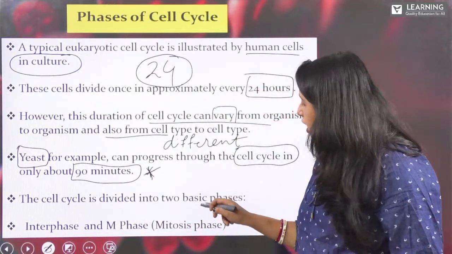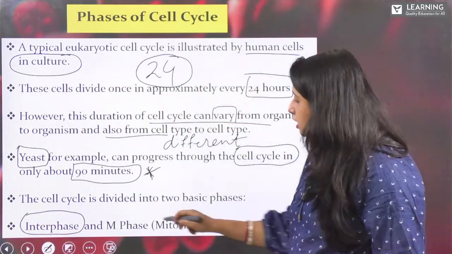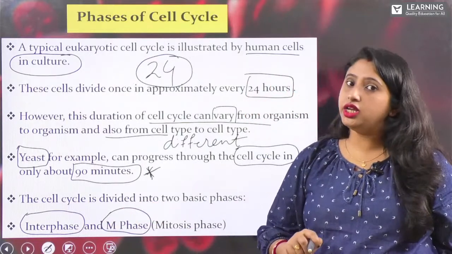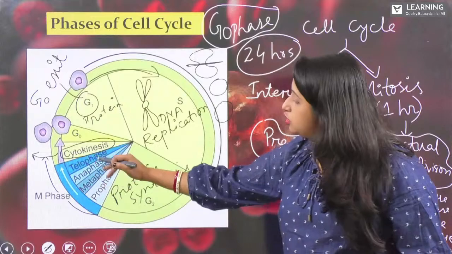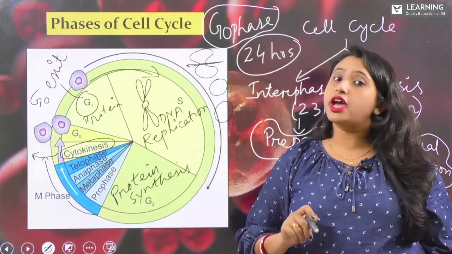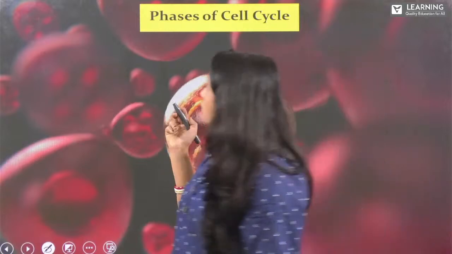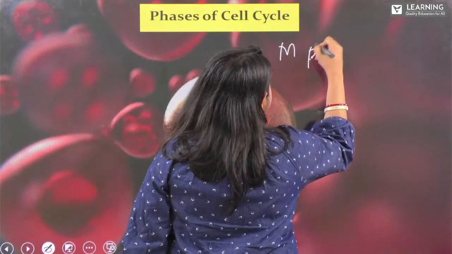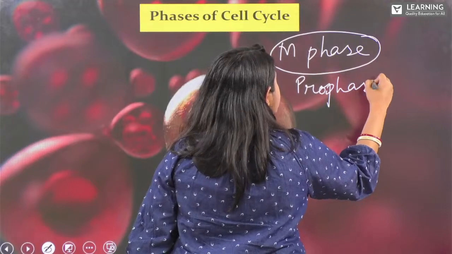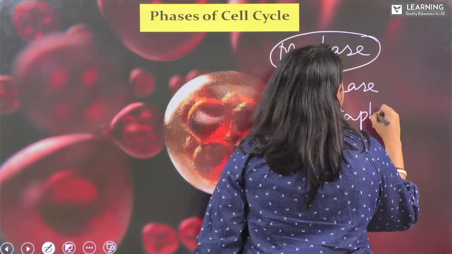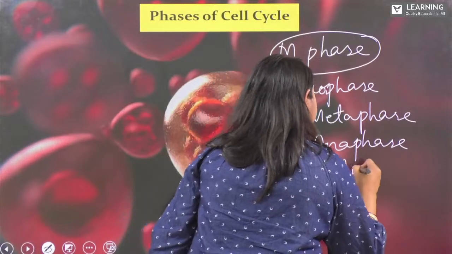The cell cycle is divided into two basic phases: interphase and the M phase. Here you have seen cytokinesis. After completion of all the phases, the cell needs to go for cytokinesis. Now, what are the various phases in the M phase? That is prophase, then metaphase, then anaphase and telophase.